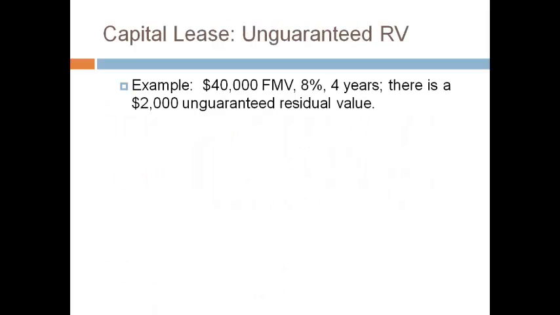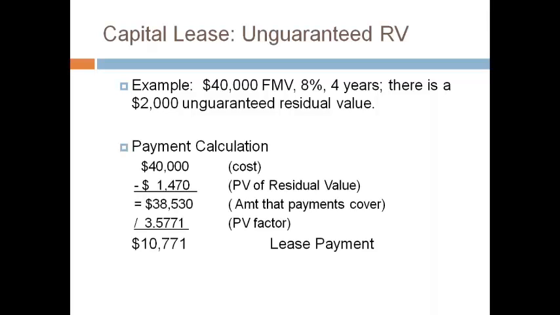Let's look at an example of a lease with an unguaranteed residual value of $2,000. This means that the lessor expects the asset to be worth $2,000 at the end of the lease. However, the lessee does not guarantee it and is not responsible if the asset is not worth $2,000. The value of the asset at the end of the lease is the lessor's responsibility. There is no difference in the way the payment is computed.